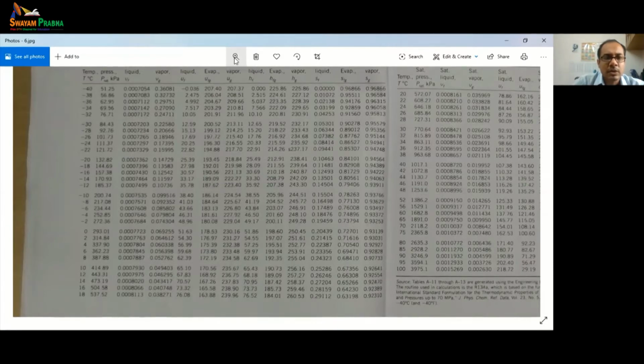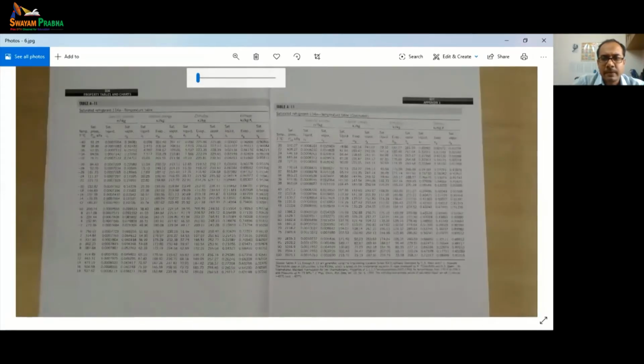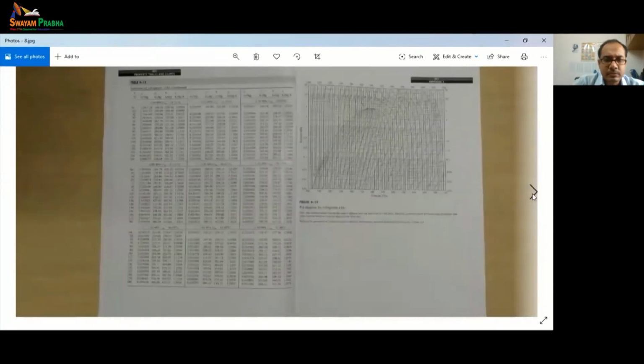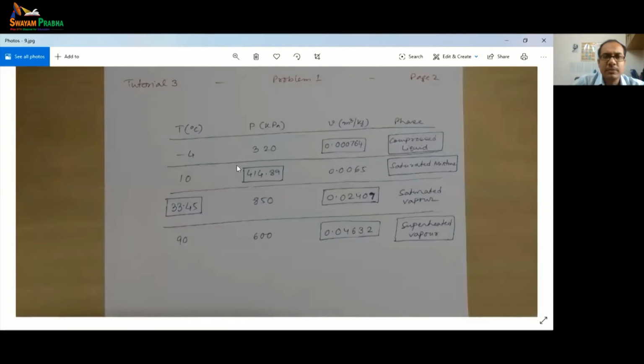So the pressure will be the saturation pressure, that's 414.89 kPa, and this will be a saturated mixture or a two-phase mixture of liquid and vapor.